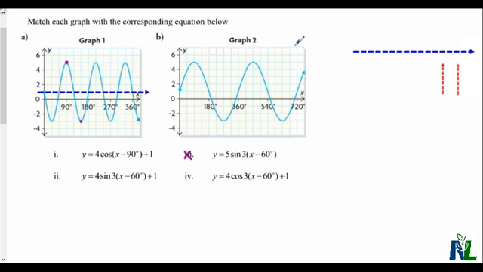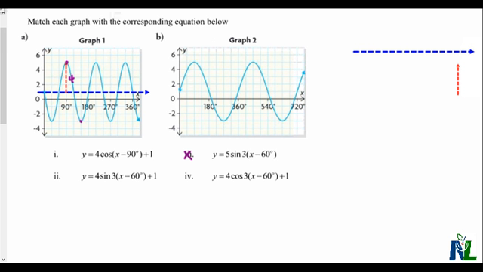Now I'm going to look at the amplitude. The amplitude would be the distance from the midline to the maximum, which for this one goes from 1 to 5. So it has an amplitude of 4. And I would look down here, and the three remaining graphs do have an amplitude of 4, so I'll just rule out 3 again here. So now I'm still between 3 graphs.